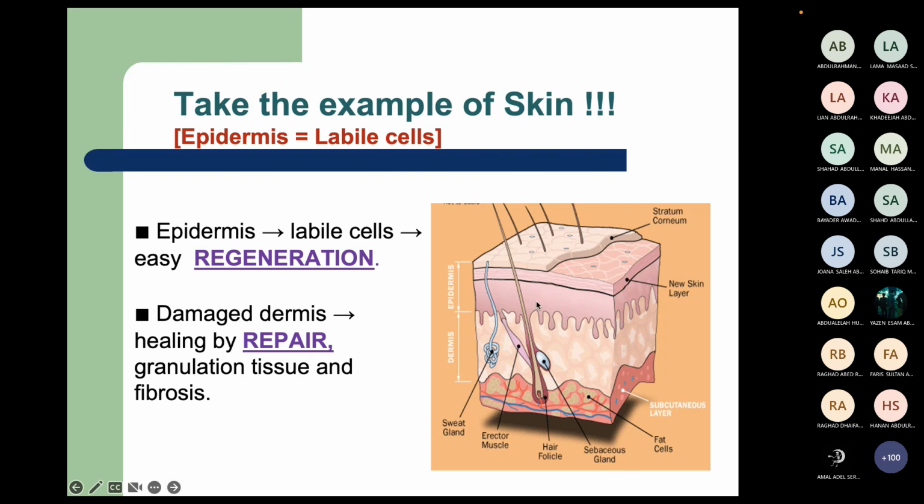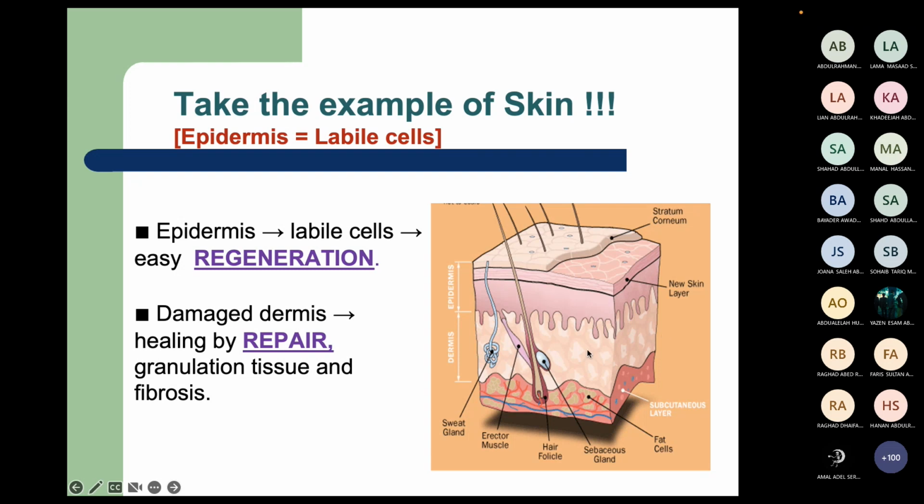They are always dividing the epidermis. So whenever only the superficial epidermis is involved, there will be regeneration. But if the dermis is damaged, in which there are sweat glands, hair follicles, the erector pili muscle and sebaceous gland, then there will be repair in the dermis because it is not specialized. It's not always dividing. These are not labile cells in the dermis.